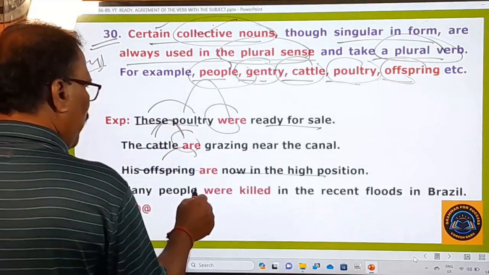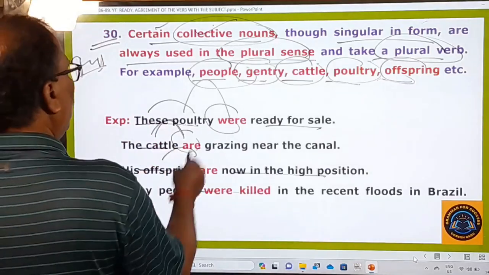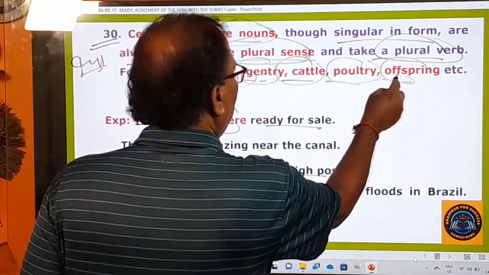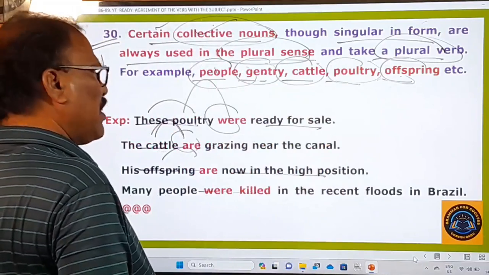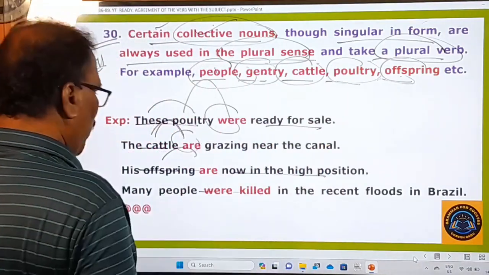And many people were killed in the recent floods in Brazil. So please remember all these: people, gentry, cattle, poultry, offspring. Though singular in form, they are used in the plural sense. Therefore, they take a plural verb after them. Please keep this point in your mind.